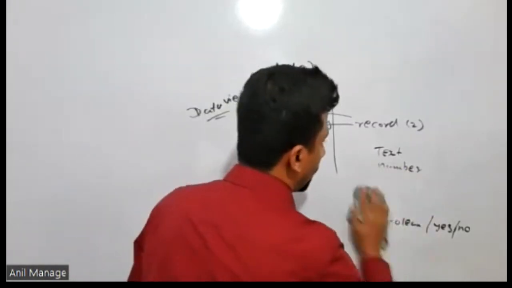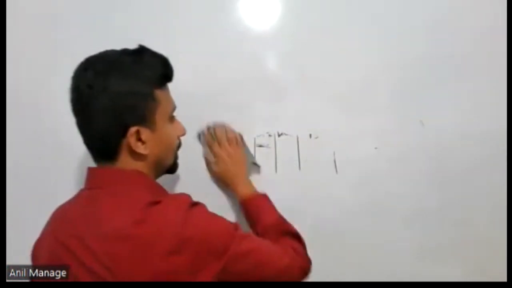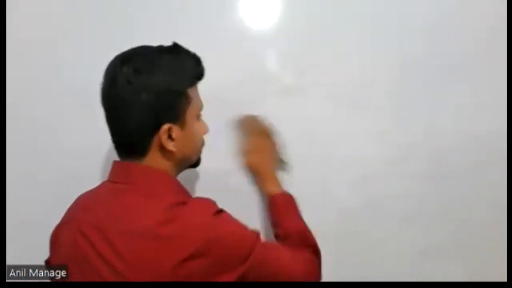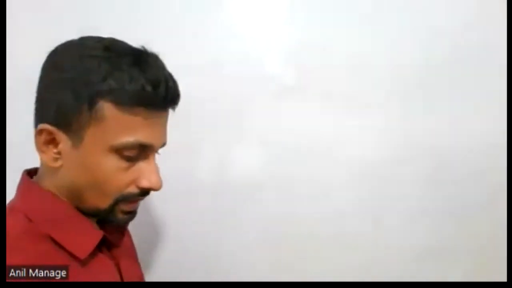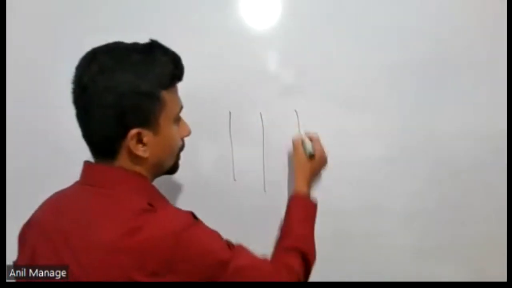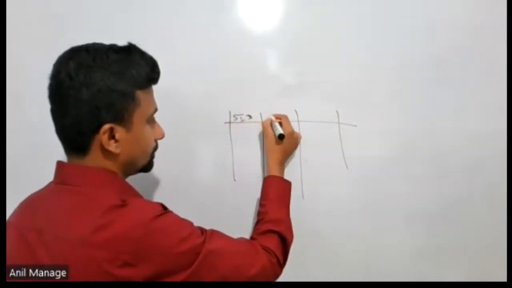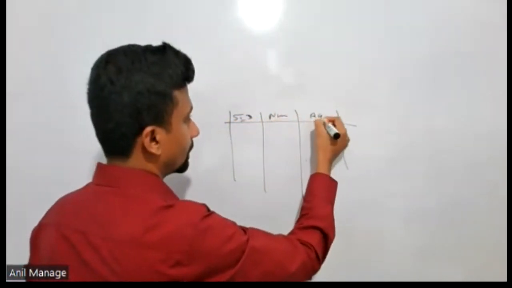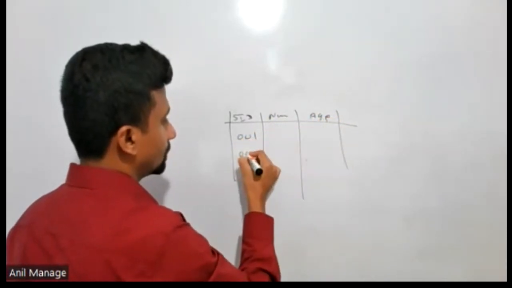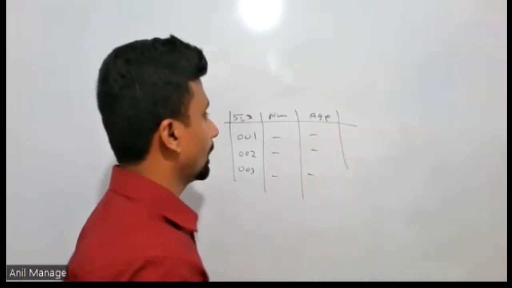Then now, if we take the table, I will draw it again. SID, name, age, 001, 002, 003, like this. You have some data, right?